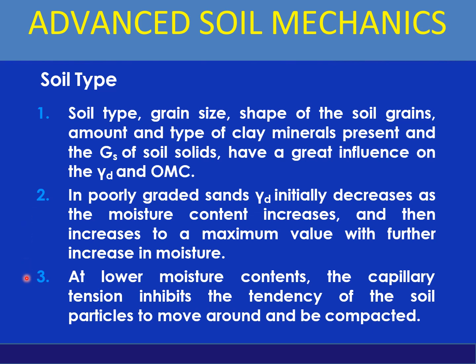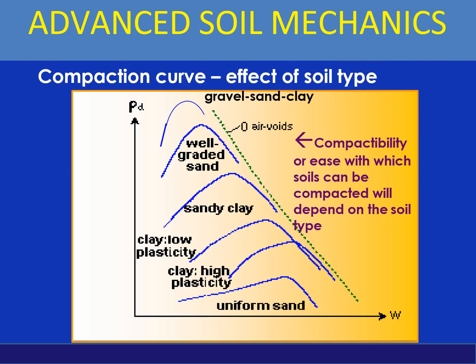At lower moisture content, the capillary tension exhibits the tendency of the soil particles to resist moving around and being compacted. So look at the shape of the compaction curve in different cases: gravel, sand, clay, well-graded sand, sandy clay, pure clay, and here you can see the uniform sand, you are having this type.